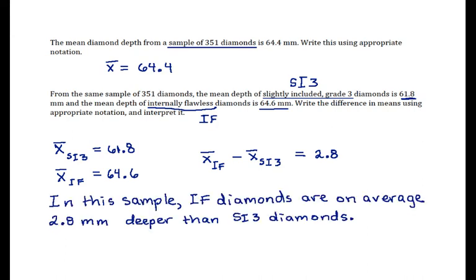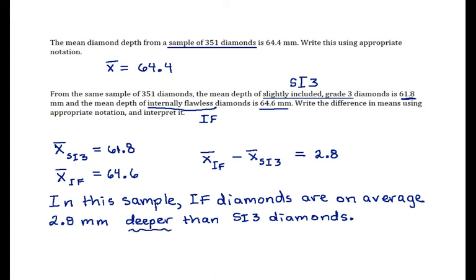For brevity, I think it's okay to use the IF and SI3 abbreviations here because those are official abbreviations for diamond clarity. And you could also have said this as the depth of the IF diamonds are on average 2.8 millimeters greater than the depth of the SI3 diamonds, which might be more similar to how jewelers would actually talk about them. This deeper is a little bit awkward here.